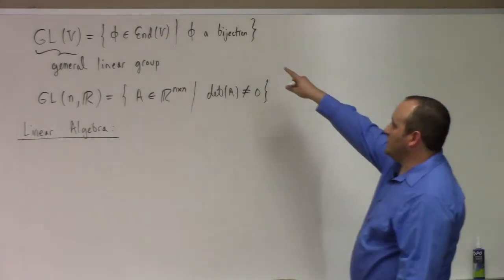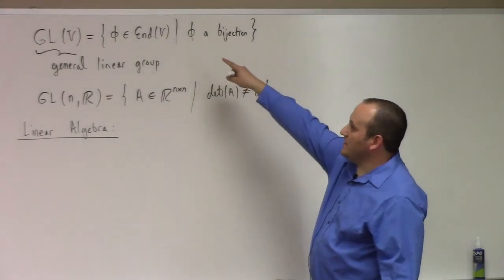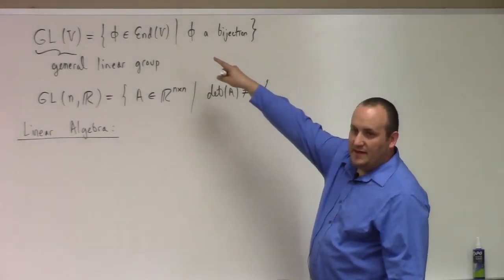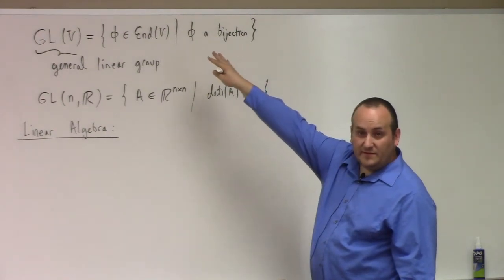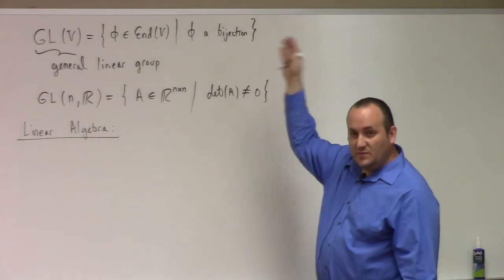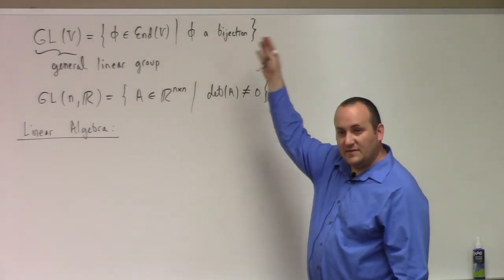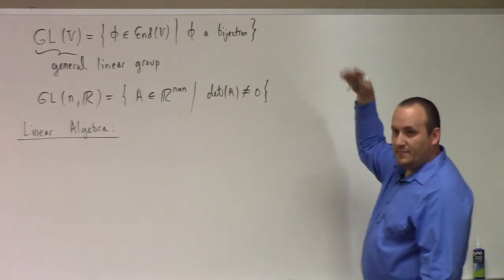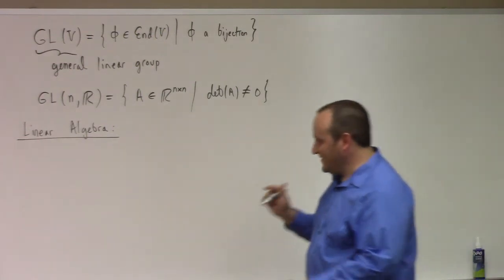What makes these interesting is that if you take an element of GL(V), it will take a basis for the vector space and map it to another basis. In fact, any two bases for a vector space are connected by such a thing. But now I'm getting ahead of the story.